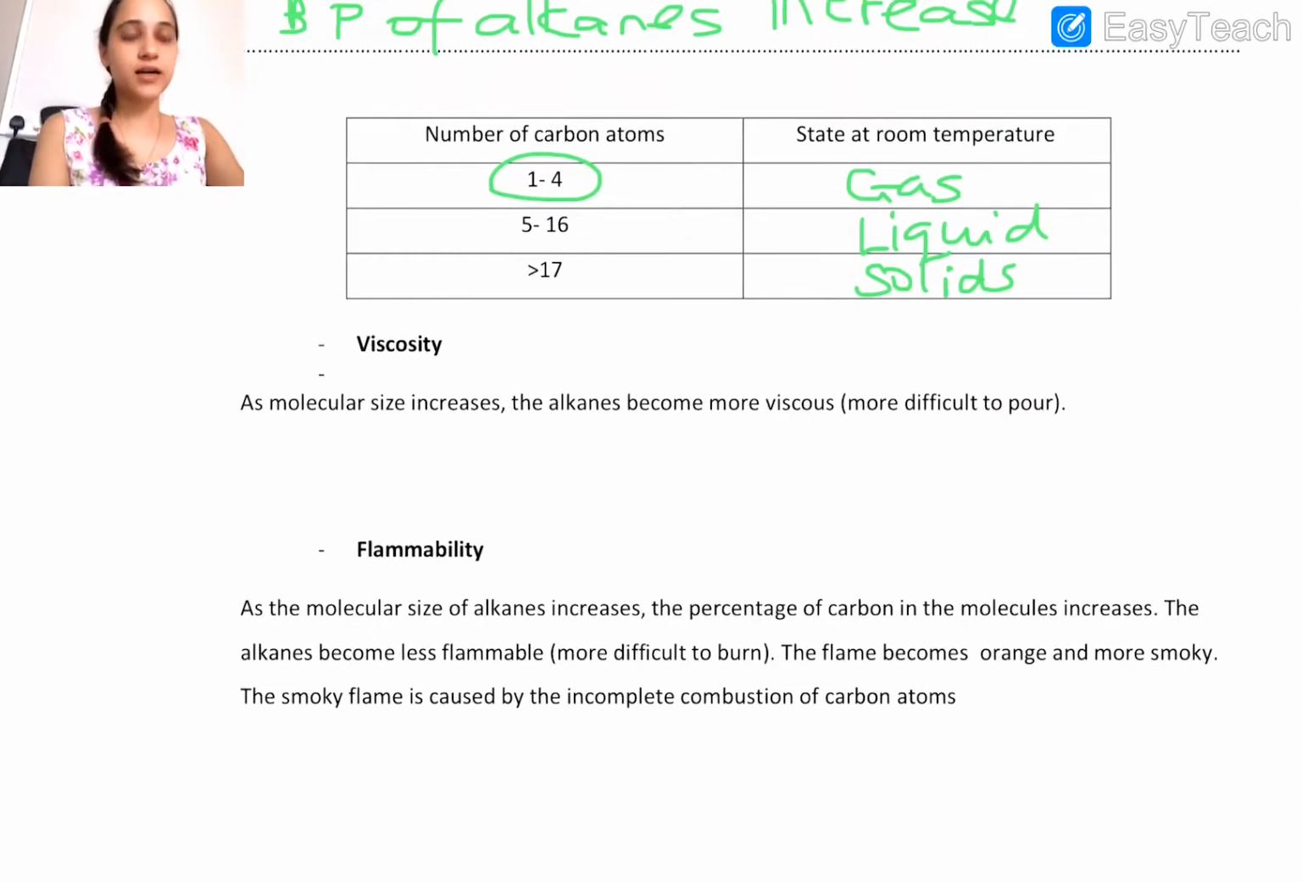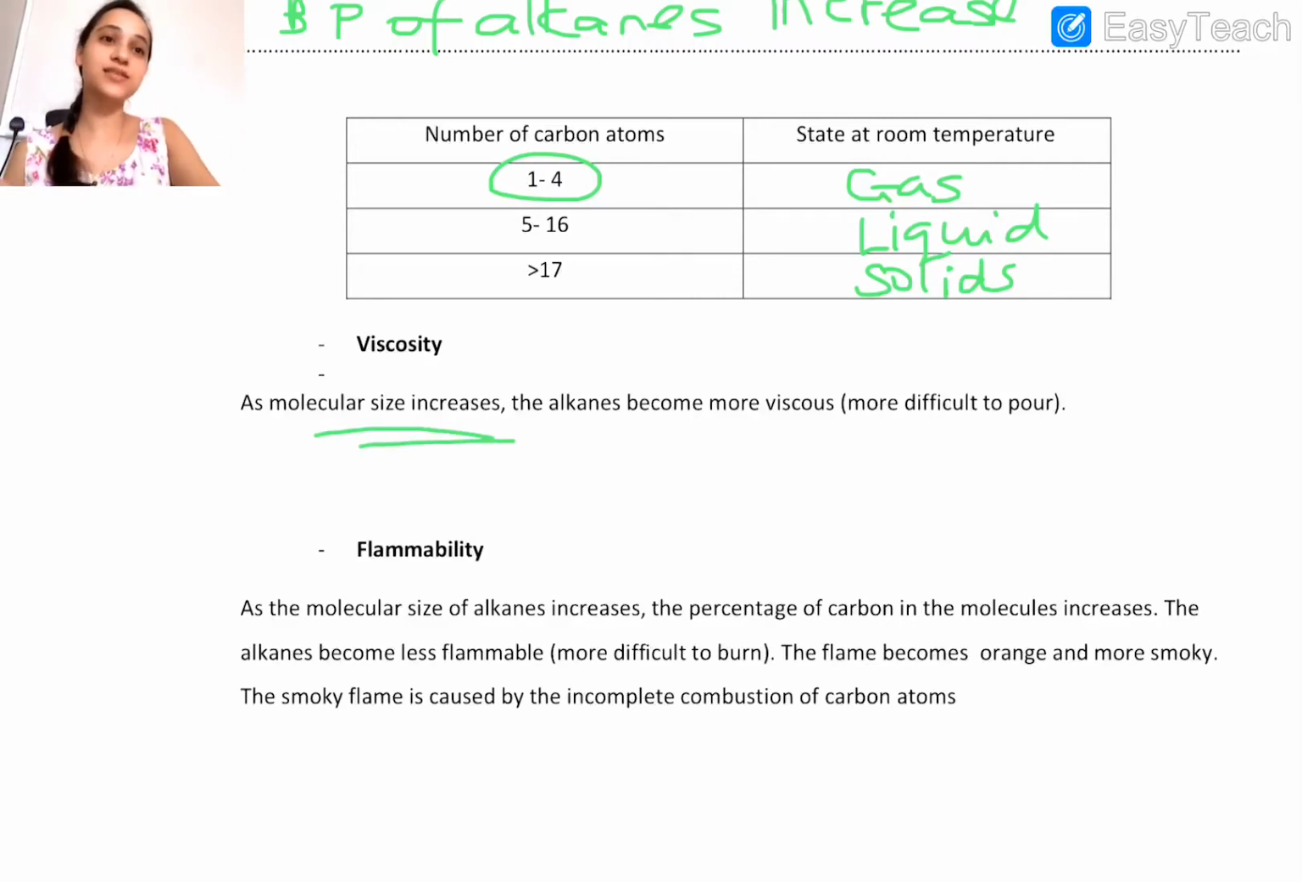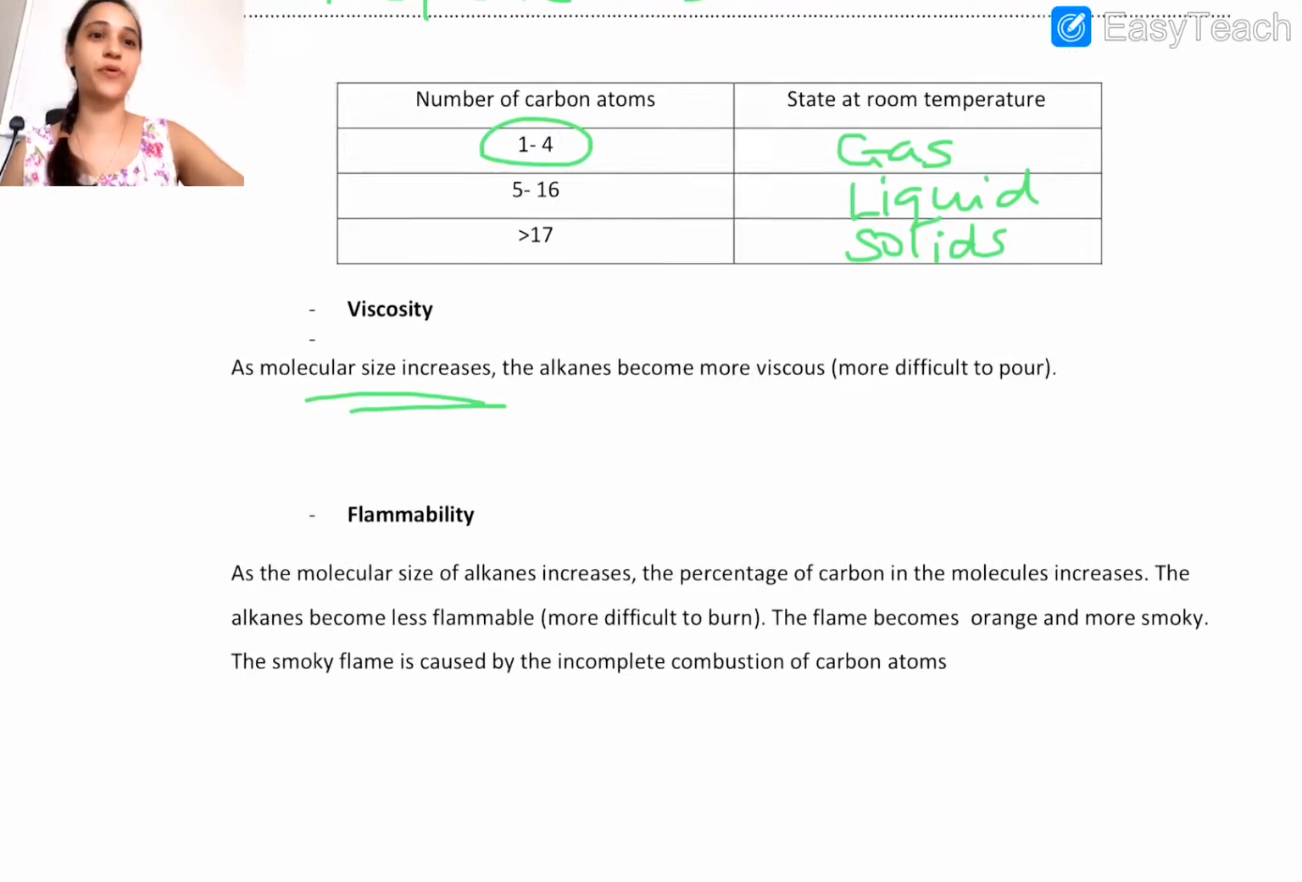Now viscosity. As molecular size increases, alkanes become more viscous. Viscous refers to the ability we have to pour it easily. For example, we could say that water has a low viscosity and honey has a high viscosity. So honey is more difficult to pour than water. It takes longer. So as molecular size increases, it becomes more viscous. It becomes more difficult to pour. Of course, it has an impact because the alkane is getting heavier and the boiling point is increasing. So definitely it's going to become more difficult to pour.